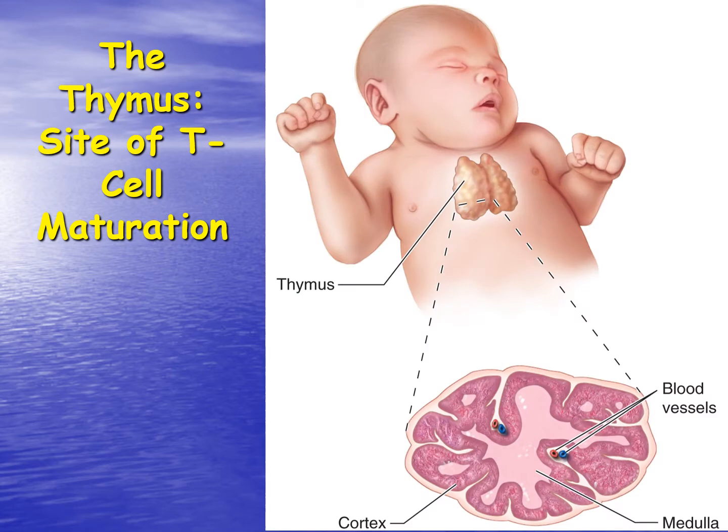It is the site of T lymphocyte cell maturation, and we'll talk about that in the next chapter. So, it starts out here as fairly large. It sits over the great vessels of the heart, and then at puberty actually begins to get smaller over time.